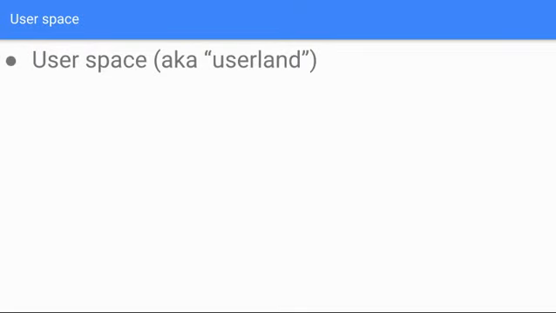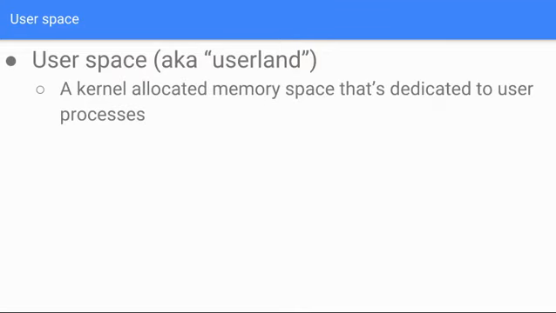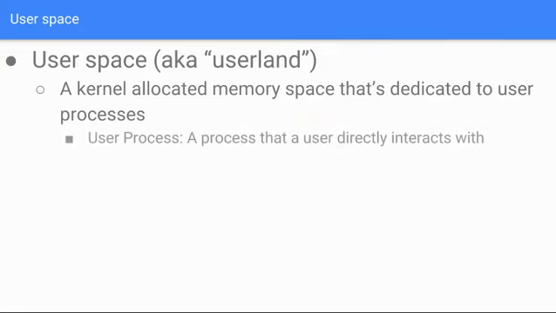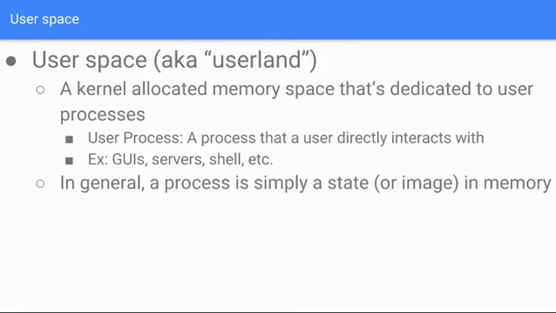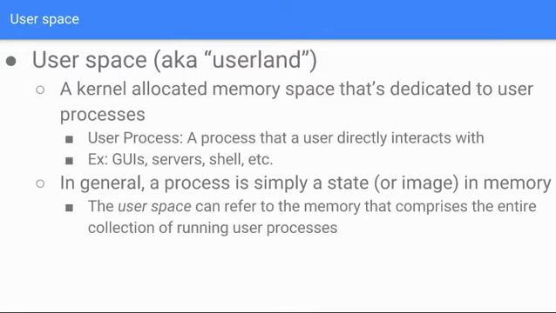So the user space, AKA the userland, is sometimes how you'll see it being described. That is a kernel allocated memory space that is dedicated to user processes. We've already spoken about it a little bit, but repetition's good, right? A user process is a process that a user directly interacts with: GUIs, server, shell, etc. In general, a process is simply a state or image in memory. So the user space can refer to the memory that comprises the entire collection of running user processes.